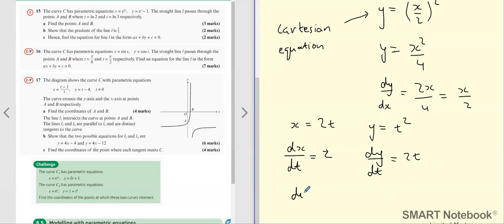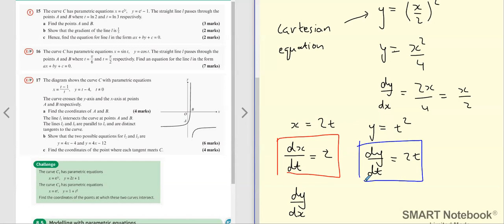Now I want you to get me a formula for dy by dx in terms of t. How are we going to get dy by dx using this and this? Tell me in the chat before you try it.